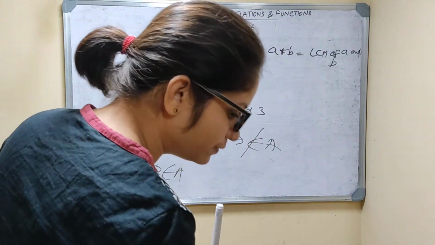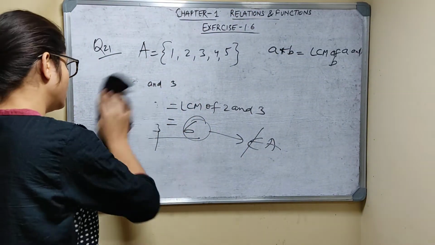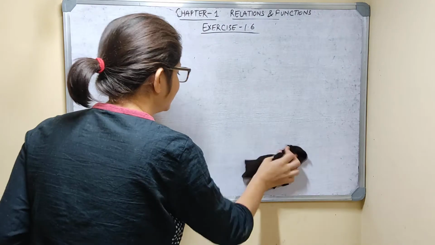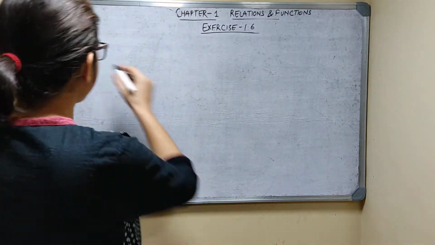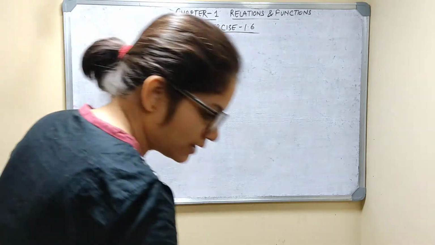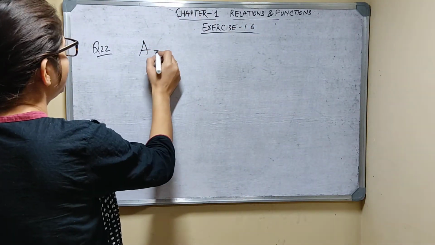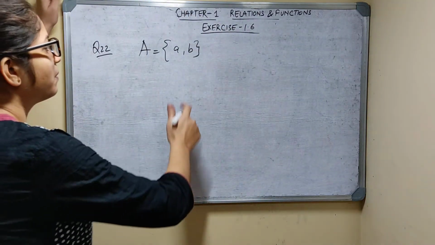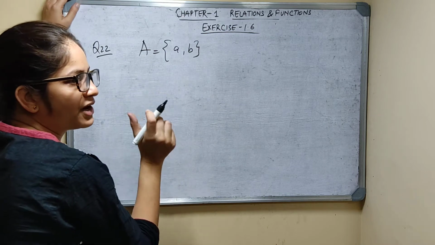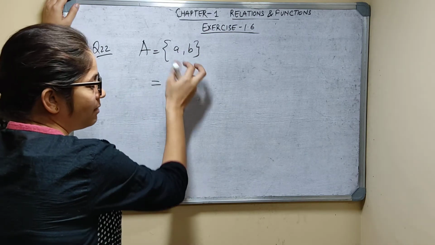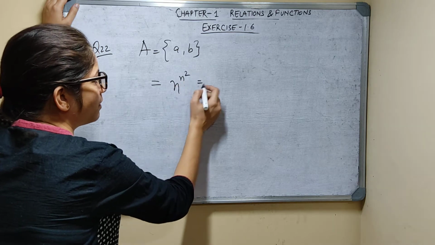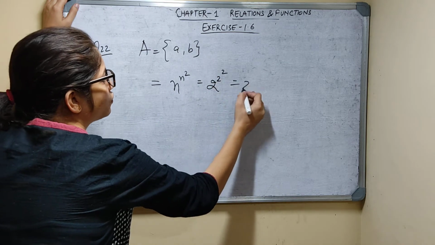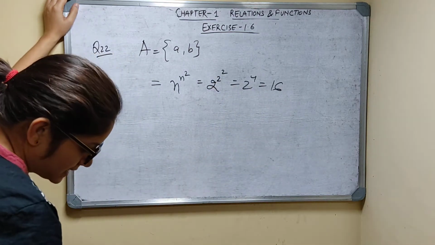Now question number 22. It is given that A is equal to {a, b}, two elements are given. Then find the number of binary operations on A. You know the total number of binary operations on A will be n power n square. This is our formula, where n is the total number of elements. So 2 are present, 2 power 2 square, so 2 power 4, so 16 is the answer.